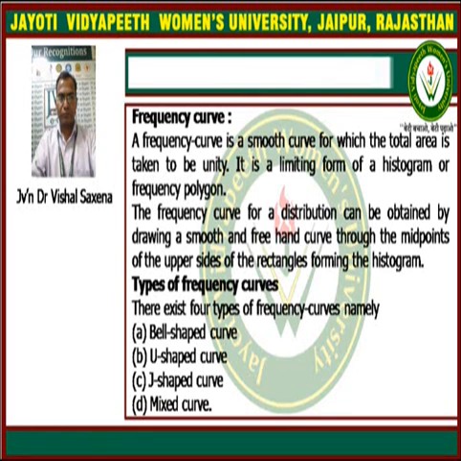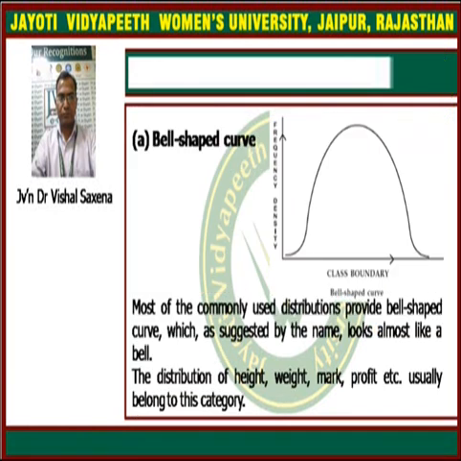When we join these by a smooth hand, the obtained curve is called the frequency curve. This frequency curve can be divided into four types: the bell-shaped curve, the U-shaped curve, the J-shaped curve, and the mixed curve. Now we take these curves with their diagrams.